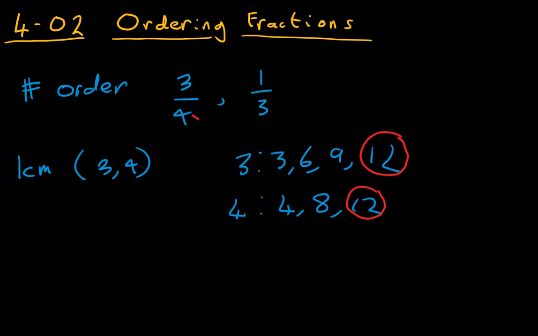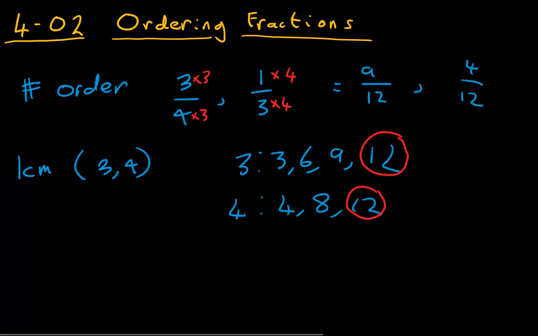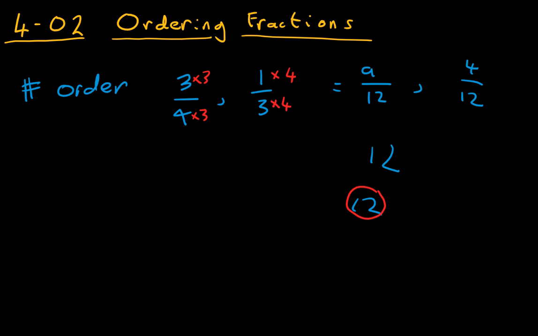So now we need to multiply this by 3 to get 12. Whatever we multiply the numerator by, we must multiply the denominator. Let's multiply that by 4 and 4. Then we get 9/12, and we get 4/12. So we can see that 9/12 is definitely greater than 4/12.